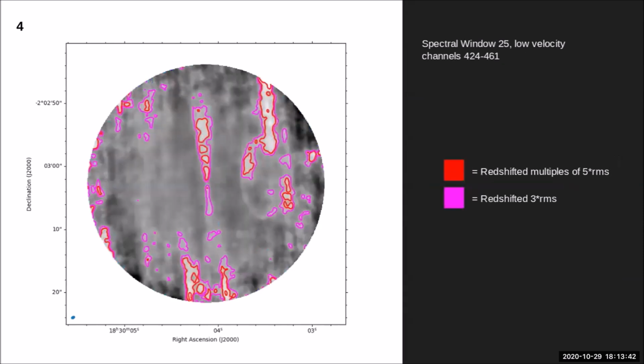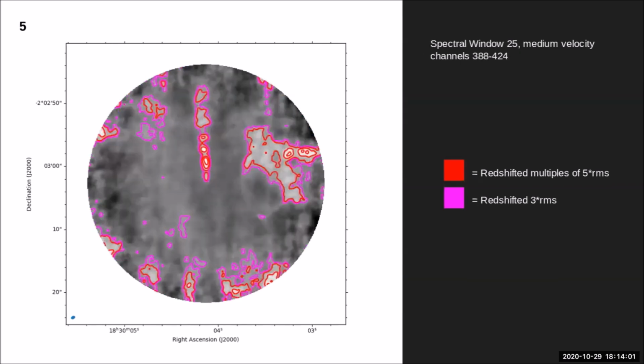And then onto the red shifted. So it looks like the red shifted is the northern outflow and blue shifted for the most part is the southern. And again, we're seeing much more low velocity emission than medium, which is still there, and even high.